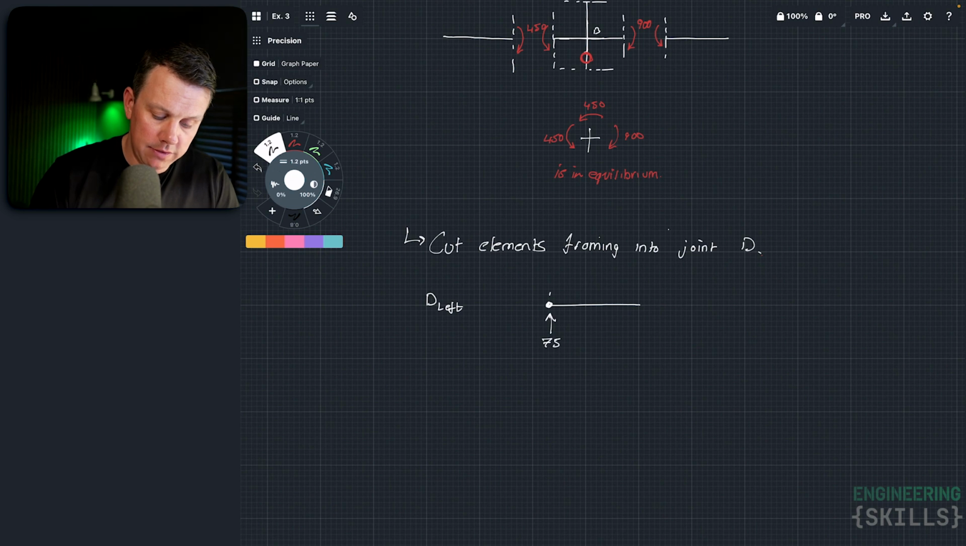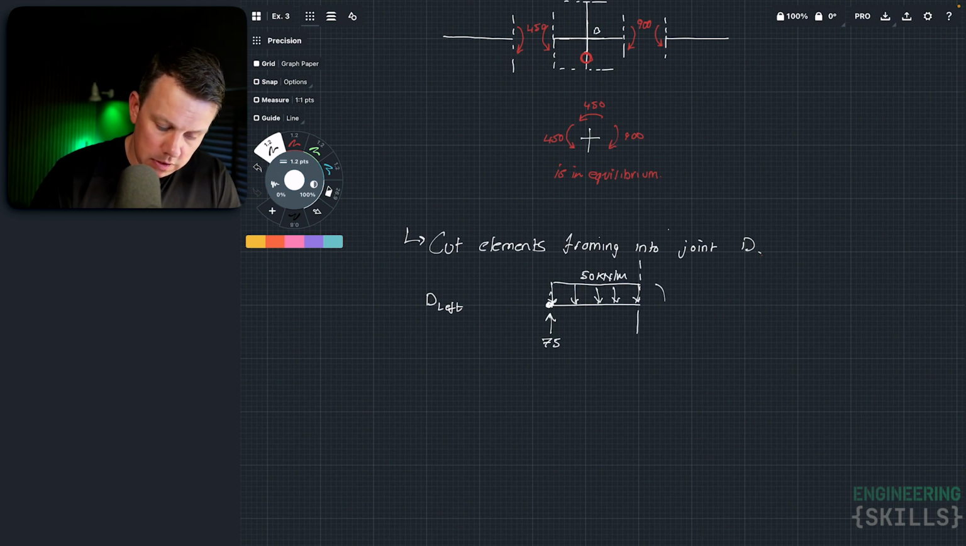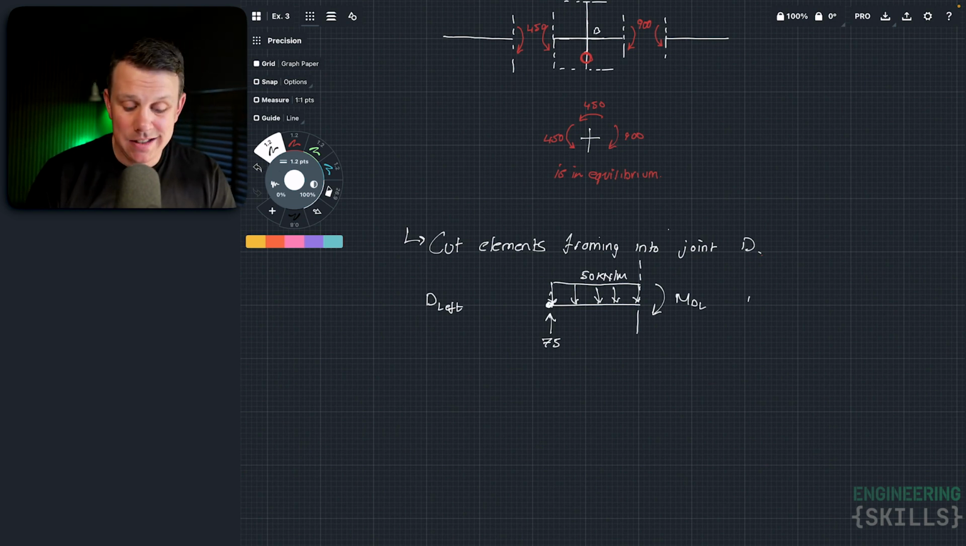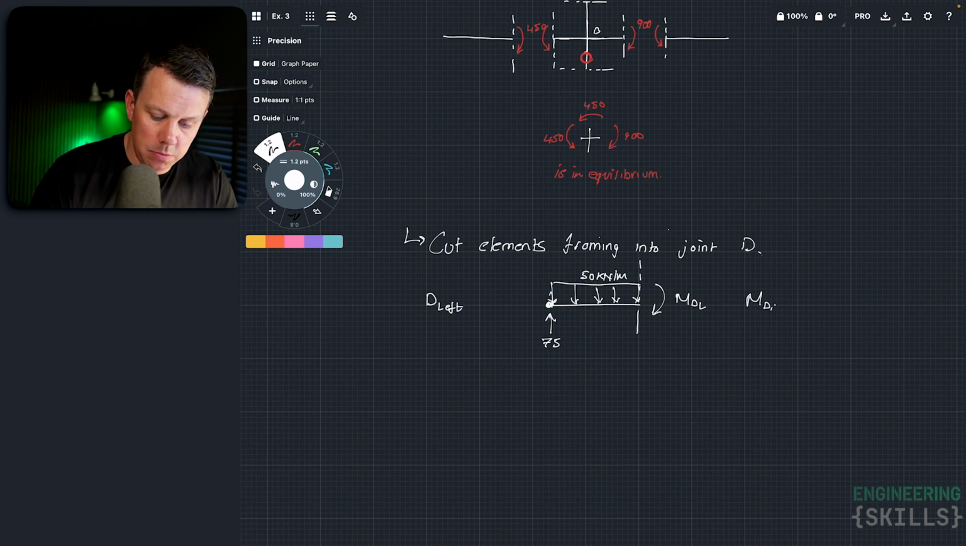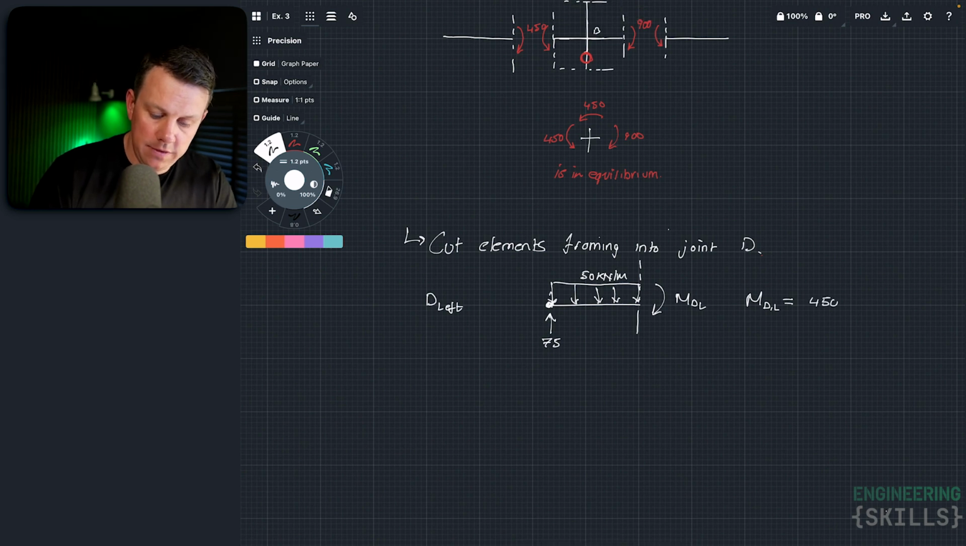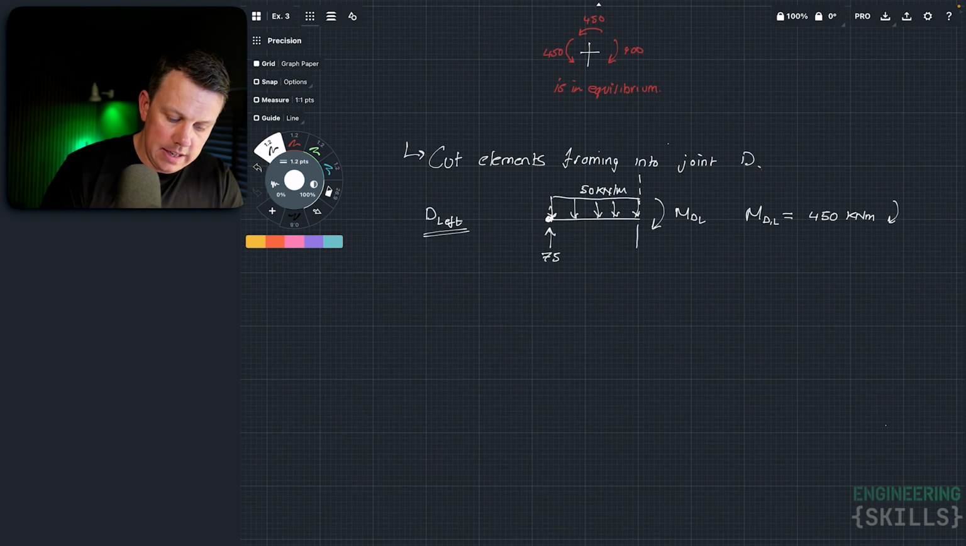So that was 75 kilonewtons, and of course this was a larger UDL, this was 50. Our cut reveals the internal bending moment, which is this guy here, MD left. Taking the sum of the moments about the cut as usual, I won't draw out the full equation because you've seen it plenty of times now at this stage. MD left is equal to 450 kilonewton meters as shown. Let's look at D right.